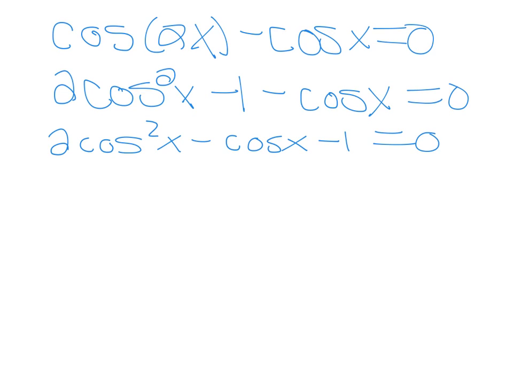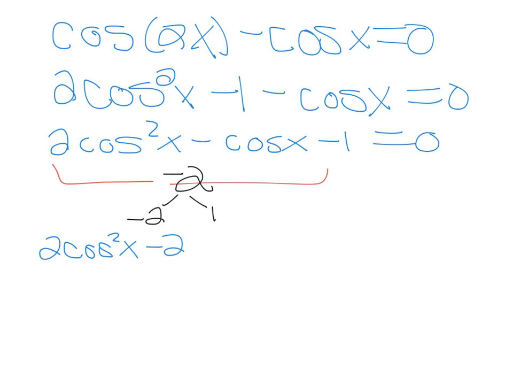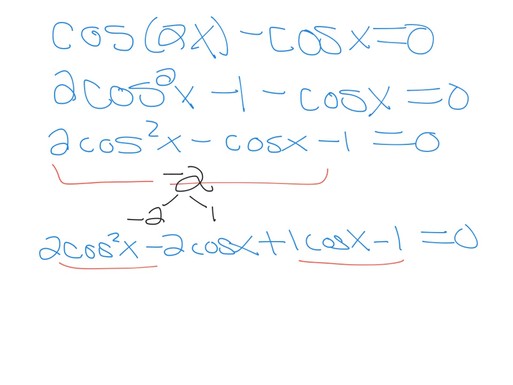I'm going to factor. I'm going to do a times c, which is going to be a negative 2. Two factors of negative 2 that add to make negative 1 are negative 2 and 1. So I can rewrite this as 2 cosine squared x minus 2 cosine x plus 1 cosine x minus 1 equals 0. I can factor by grouping now. I made my two groups. My first group has a 2 and a cosine x in common, and I'm left with a cosine x minus 1. I can pull out a 1 in the next group. I'm left with a cosine x minus 1.